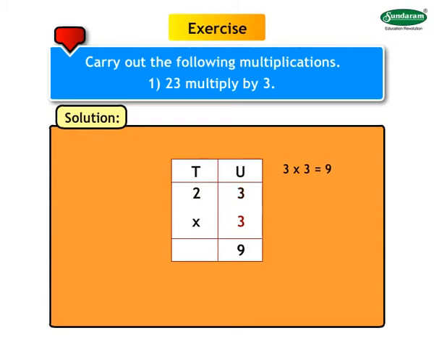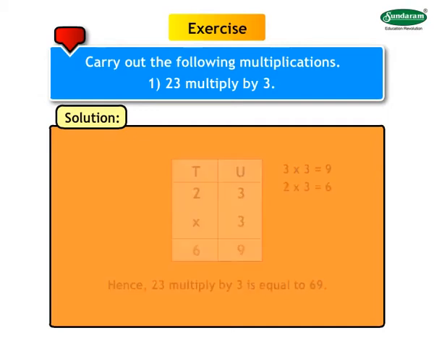Now we will multiply the tens digit 2 by 3. That is, 3 2s are 6. Therefore, we will write the product 6 in the tens place of the product. Thus, we get the product as 69. Hence, 23 multiplied by 3 is equal to 69.